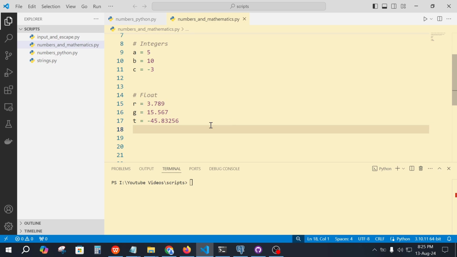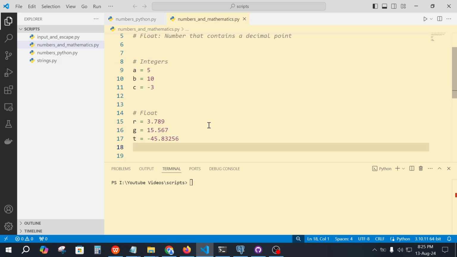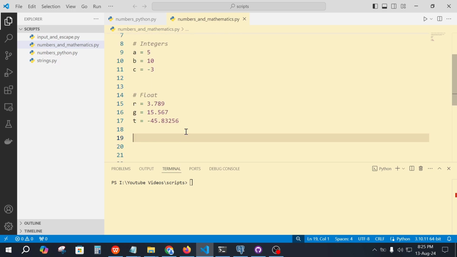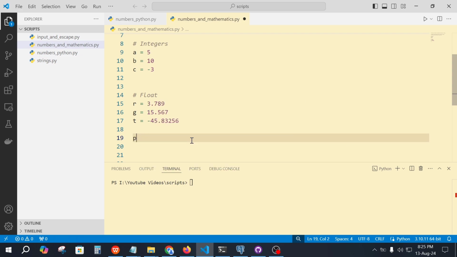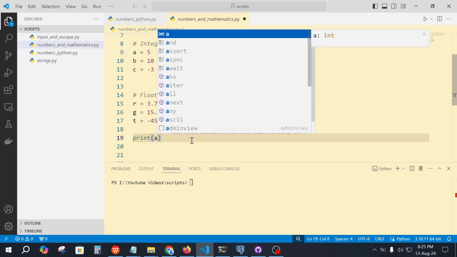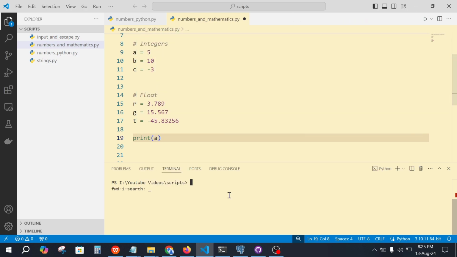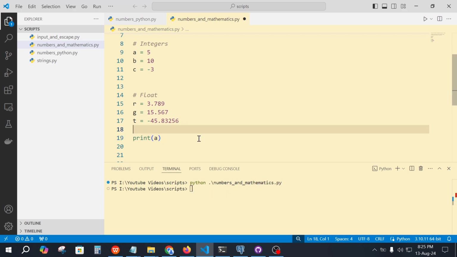So let me save this, and we can print these variables. First I will print a. Let's see what it is printing. We have to save it, and after that we can run it.